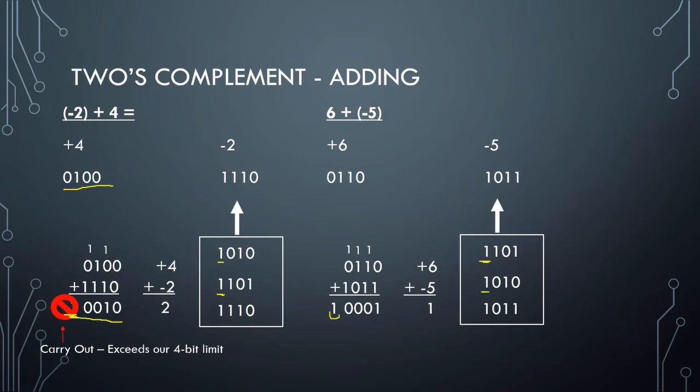We have an extra that exceeds our limit. So we get rid of that. And we can see that these are equal. So we have a 1 in binary equals the 1 in decimal that we should have ended up with.